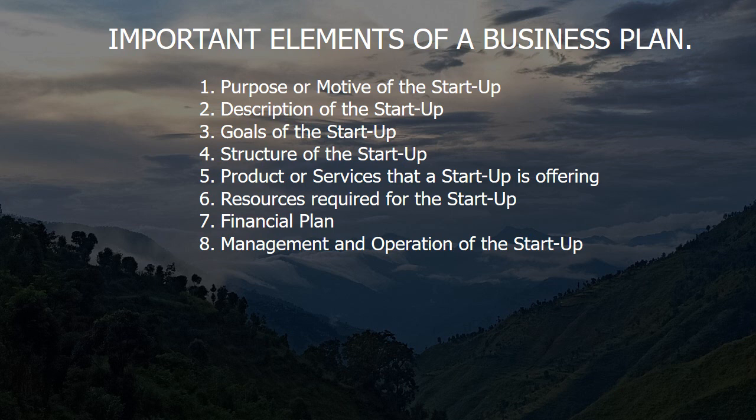Number 4, structure of the startup. Structure of a company defines how a company has set up a team, their duties, responsibilities, and roles. Number 5, product or service that a startup is offering. It defines the kind of product or service that the startup is offering to their targeted customer in a particular market. Number 6, resources required for the startup. These are the important components necessary to run the business, such as capital, team, working space, equipment and tools, etc.